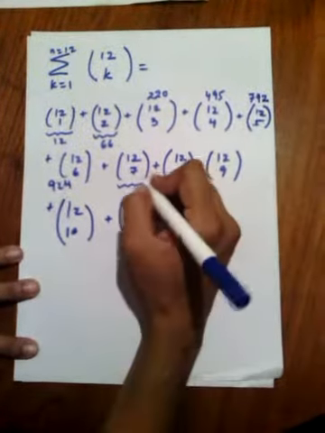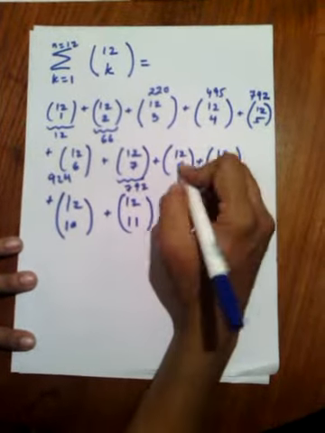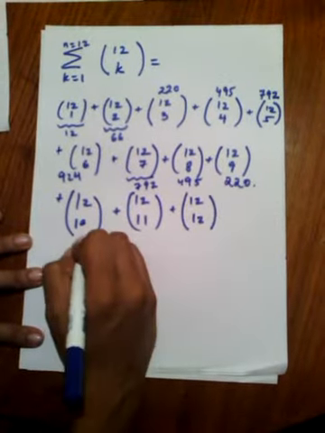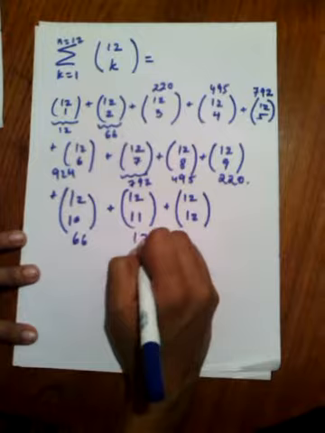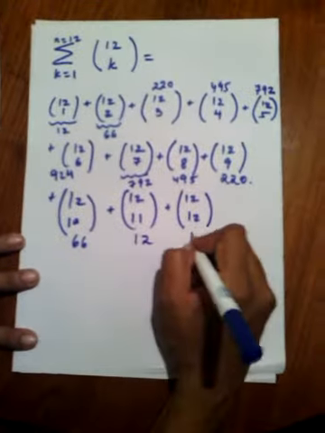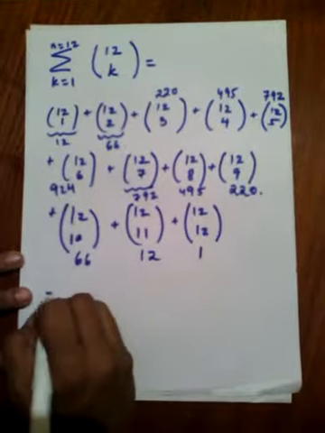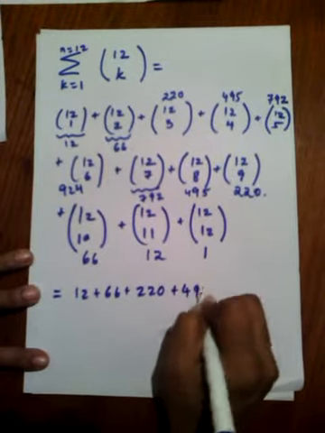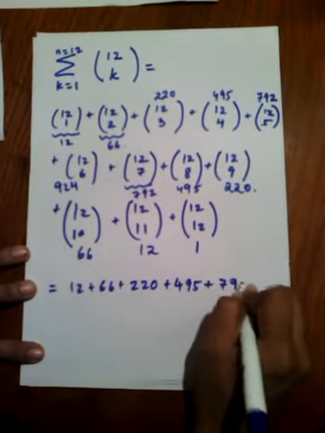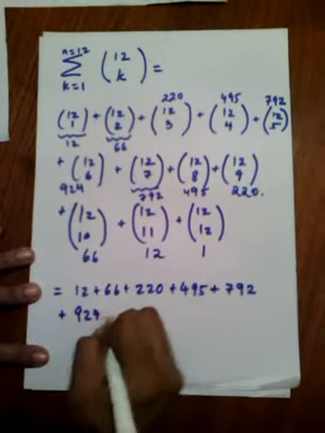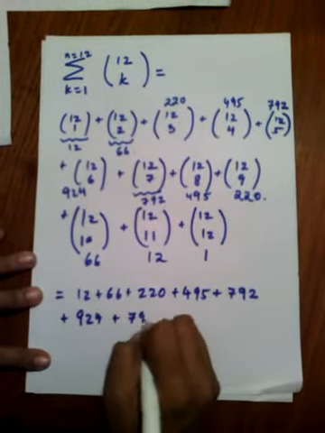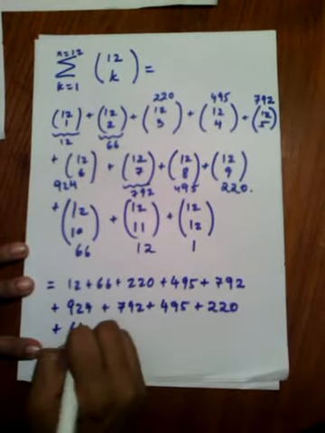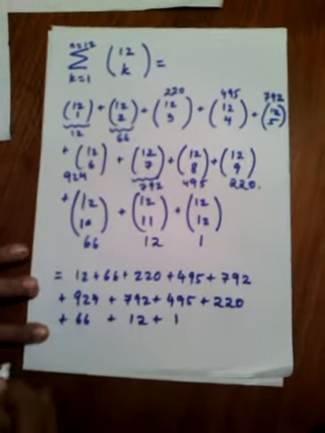So you actually just add 792 and then 495 and then 220 and 66 and 12, and 12 choose 12 is 1. So if you add it all up, you have 12 plus 66 plus 220 plus 495 plus 792 plus 924 plus again 792 plus 495 plus 220 plus 66 plus 12 plus 1, right?